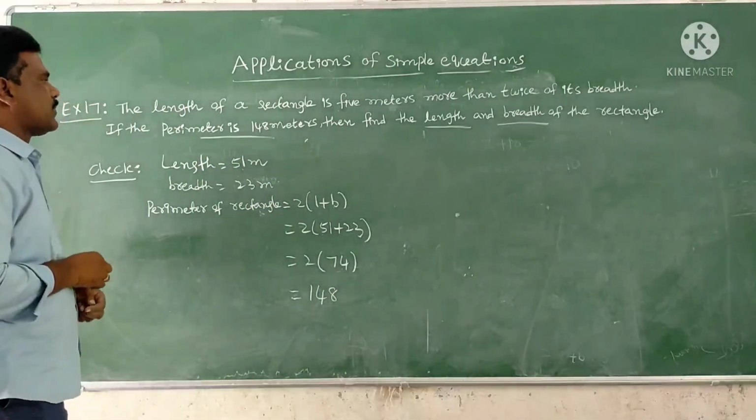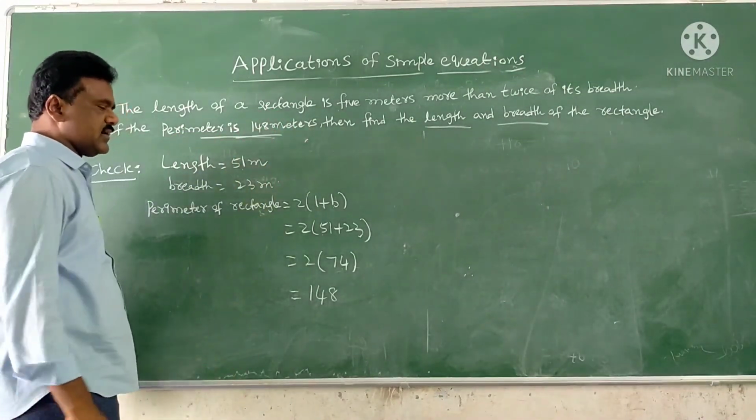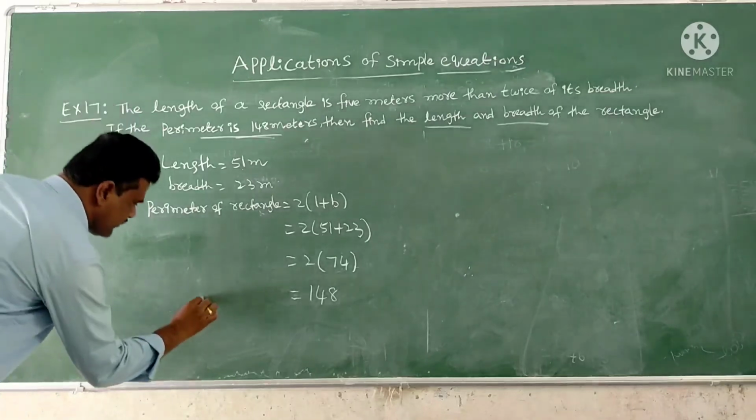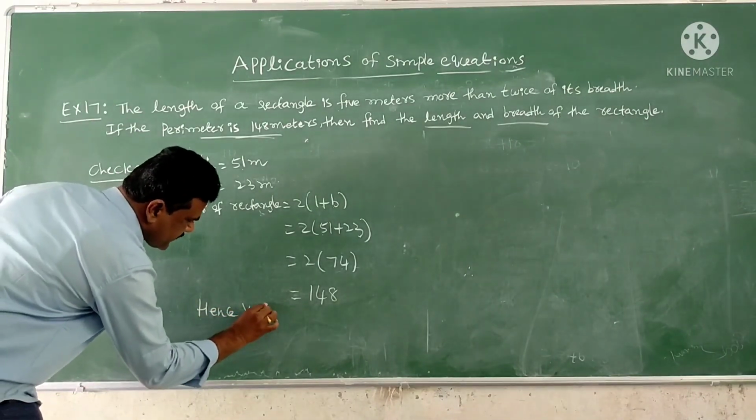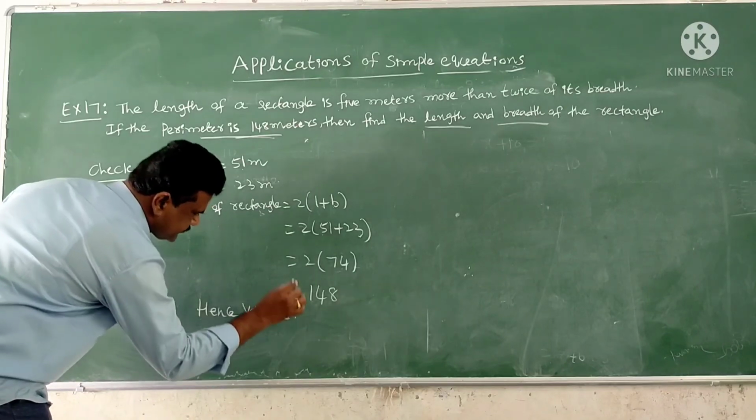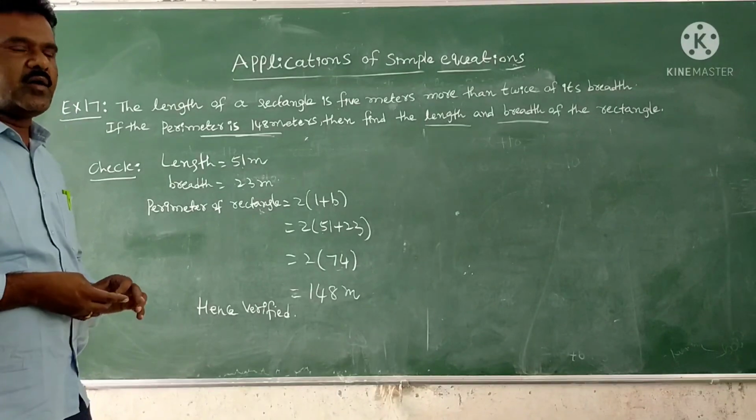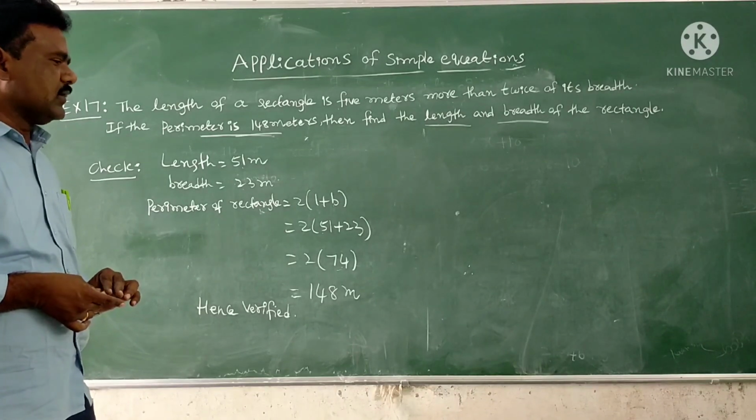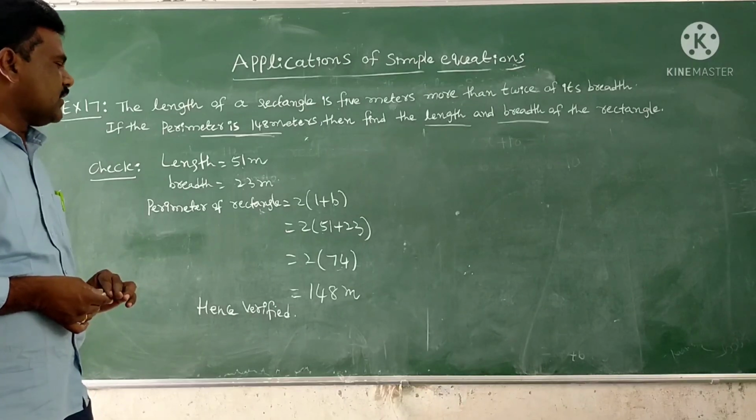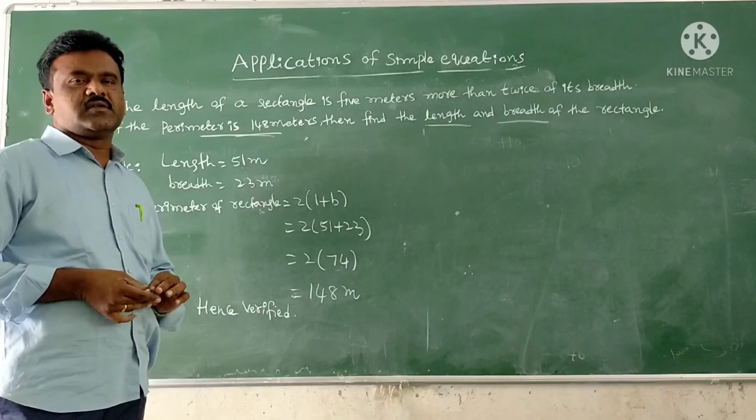In the problem, the perimeter is also 148 meters. Hence, verified. Children, in this class, we have discussed applications of simple equations and some problems related to real life situations.